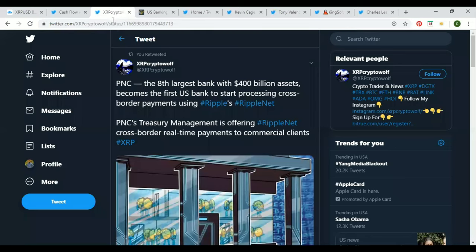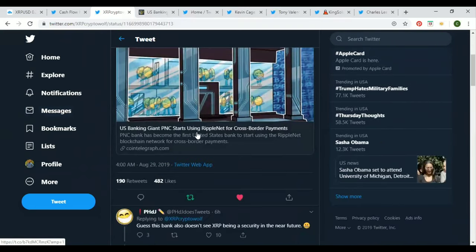All right, let's go. So it's nothing new. It's all over the internet. PNC, the eighth largest bank with 400 billion in assets, becomes the first U.S. bank to start processing cross-border payments using Ripple's RippleNet. PNC Treasury Management is offering RippleNet cross-border real-time payments to commercial clients. And this article was tweeted out by XRP Crypto Wolf. So shout out to him. You're awesome. So here's the article.